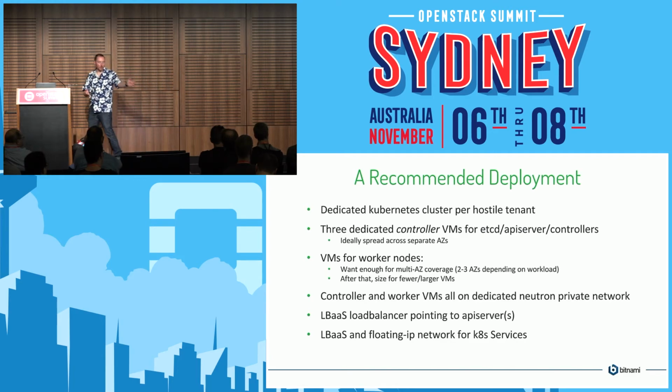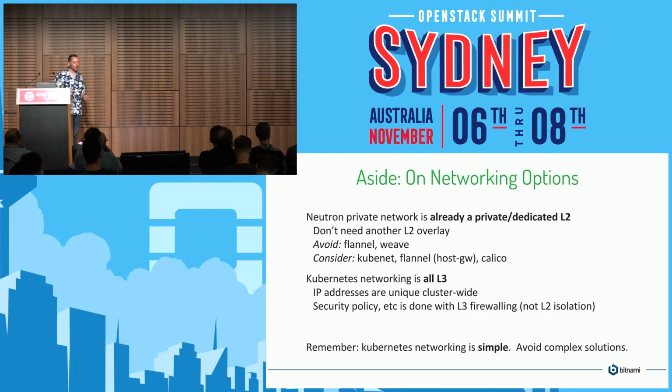And then if you want to provide other services on top, you'll need those other things we talked about earlier. LBaaS and Cinder and floating IP networks. Again, a little bit here about networking options. This is a common question that I get, so I've put a slide in here about this. There's lots of choice available, and people get overwhelmed by the choices for Kubernetes networking.